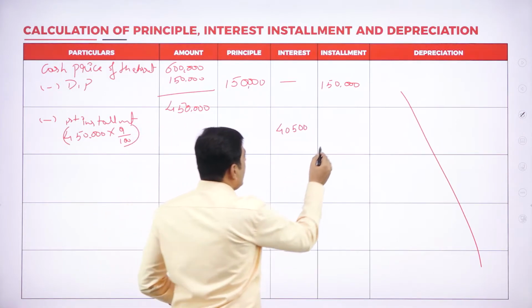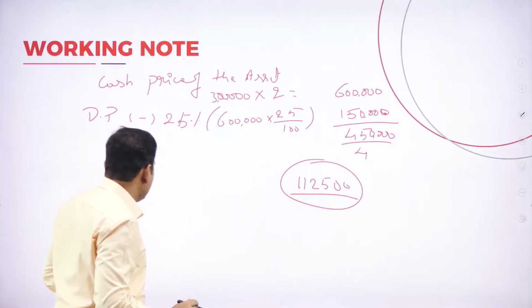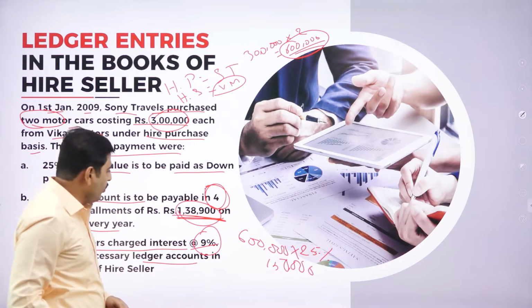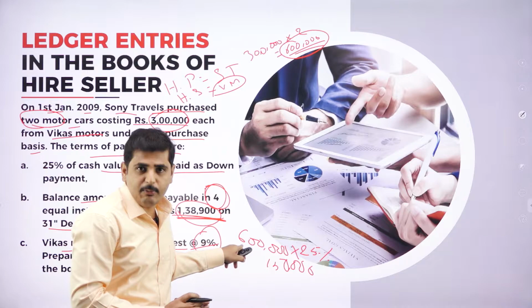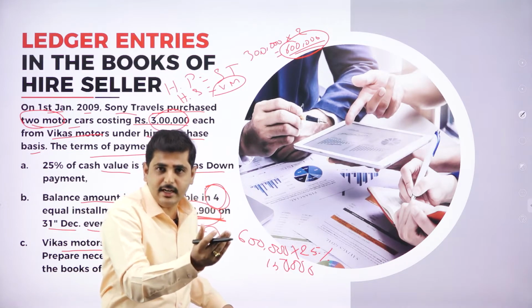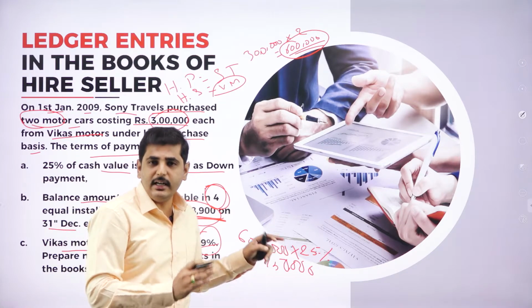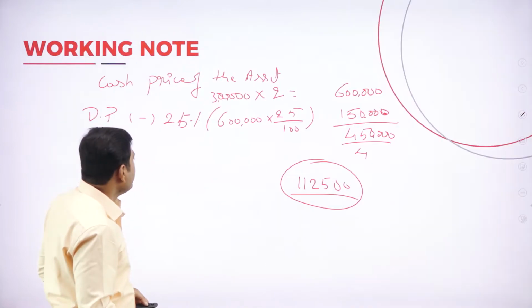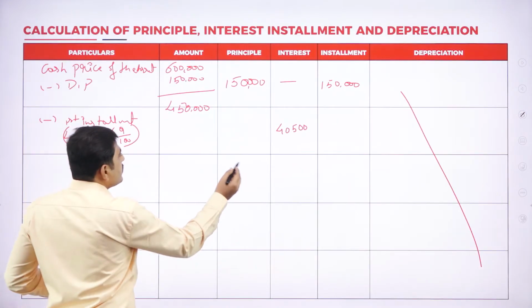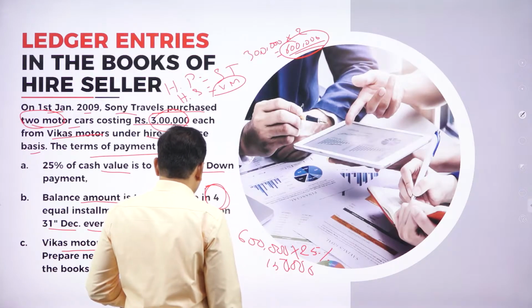And let's come to the installment. The installment will be the same for every year. He has given 1,38,900. In the interest inclusive method, the installment will be the same every year. In the interest exclusive method, the principal will be the same for every year, and the interest and installment will be changing. In the interest inclusive method, the installment will be the same and the principal will be changing. So, 1,38,900.